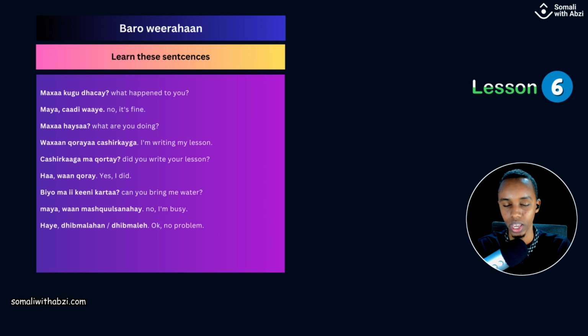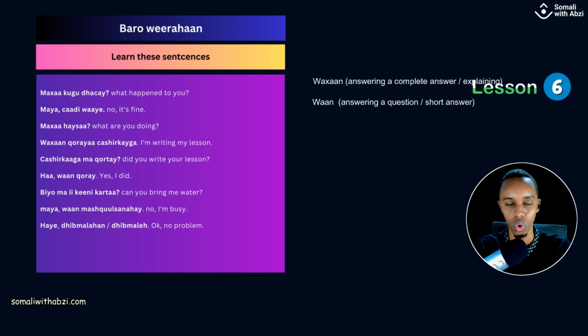So in Somali language we use sometimes waxaan and sometimes we use waan. Maybe you're confused by that. It's just the same, it's easy. Waxaan is for when you give a complete or descriptive answer. For example, you're going to explain things. You're going to say, I am writing my lesson. You're going to go with waxaan. Waxaan qorayaa casharkayga. If you're going to say, I am speaking Somali, waxaan ku hadlayaa Af Somali. That's a descriptive or informational answer or reply. So go with waan when you just reply to a short question.